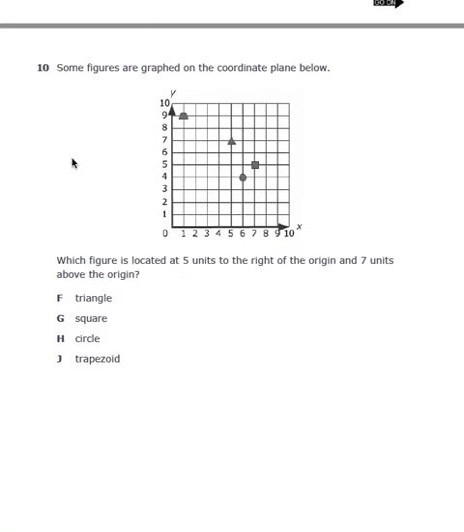Question 10. Some figures are graphed on the coordinate plane below. Which figure is located at 5 units to the right of the origin and 7 units above the origin? F. Triangle. G. Square. H. Circle. J. Trapezoid.